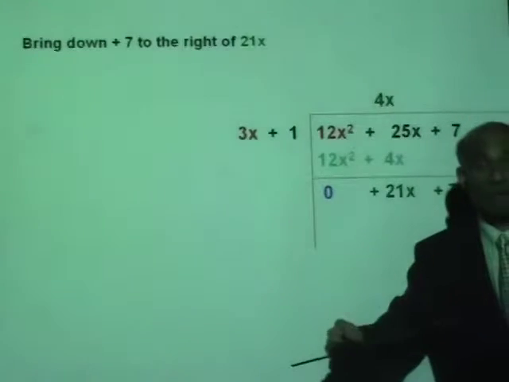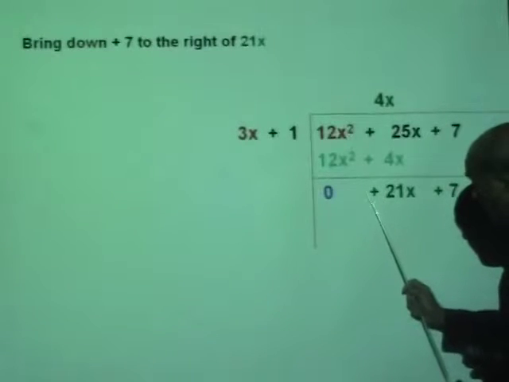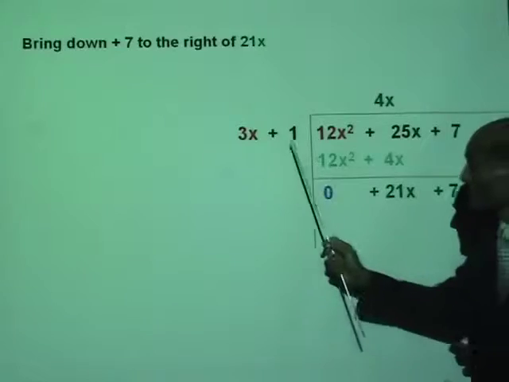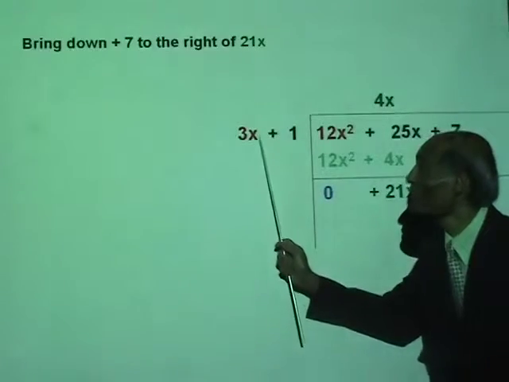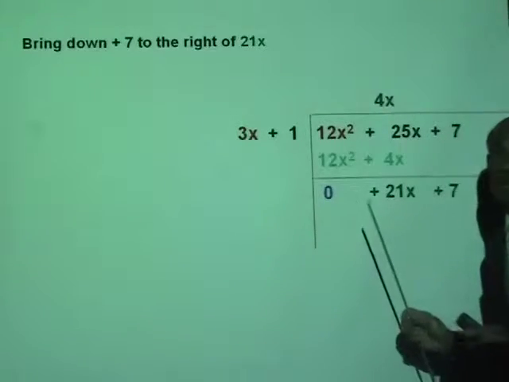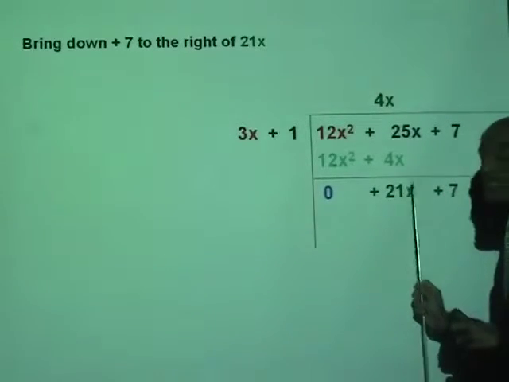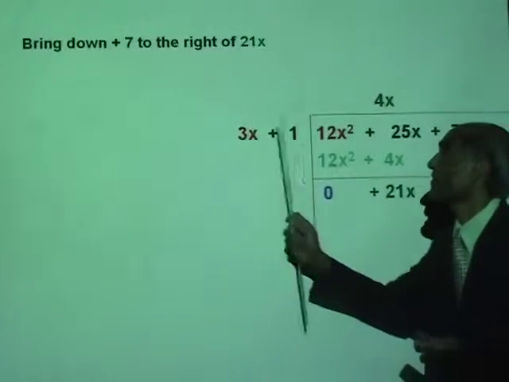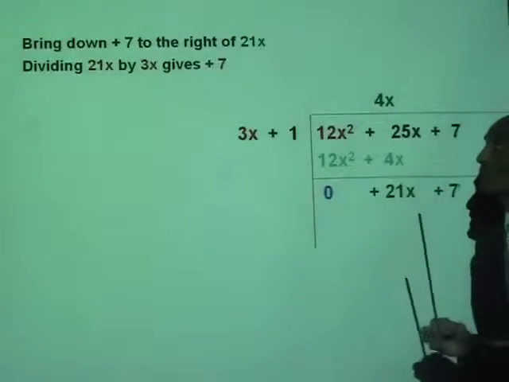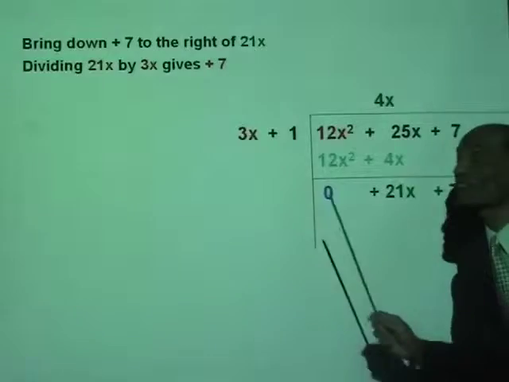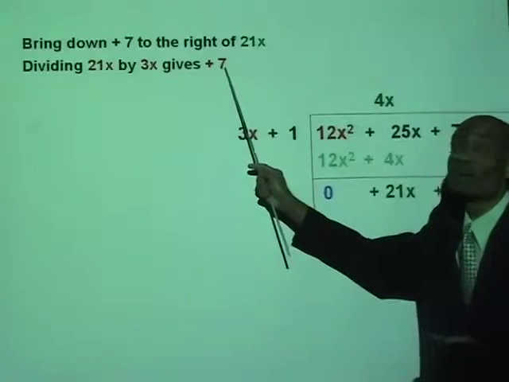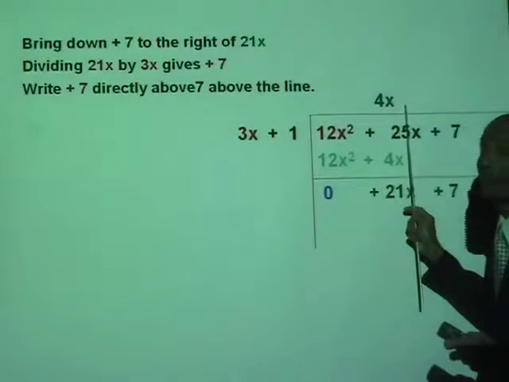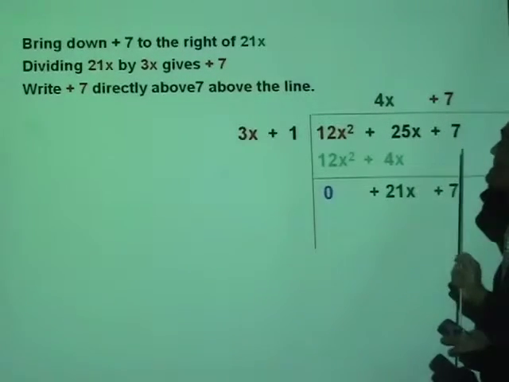And now we repeat the process. Now the first term of the dividend is 21x. Divide that by the first term of the divisor. Well, I'm not going to write that down for you. You must tell me, what is 21x divided by 3x? 21x divided by 3x is 7. Where do I write that 7? To the right of 4x. There you write that 7.